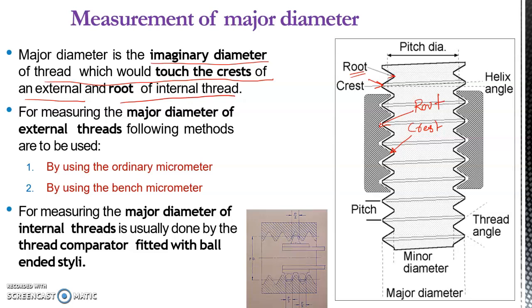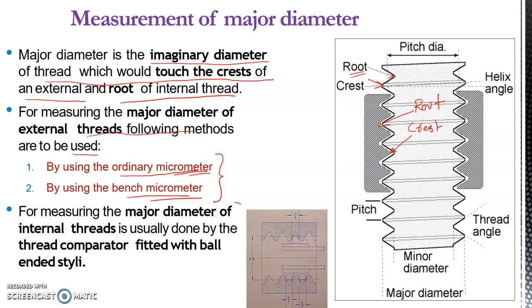So for an external thread, the diameter which is connecting the crest is the major diameter, and for internal thread, the diameter which touches all the roots of the internal threads is the major diameter. And for measuring the major diameter of external threads, we are using these kind of methods, that is by using ordinary micrometer or using bench micrometer. Ordinary micrometer has got some drawbacks, but bench micrometer is more accurate method of measuring external diameter.